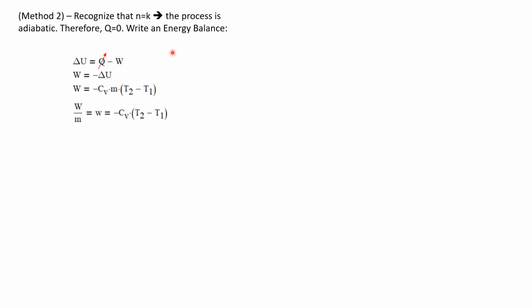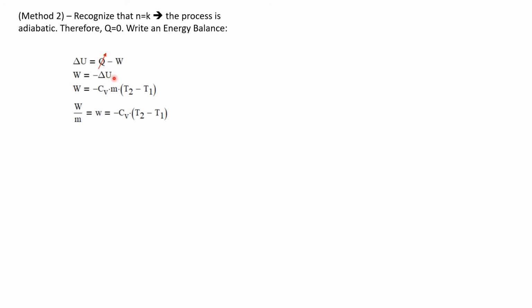Now let's solve for work another way. We recognize that when we have a polytropic process with n equal k, the process is adiabatic. And an adiabatic process is one where the heat transfer is 0. So let's write an energy balance. For a closed system with no changes in kinetic or potential energy, we can simply say that delta U is Q minus W. Well, if Q is 0, we simply have W is minus delta U.